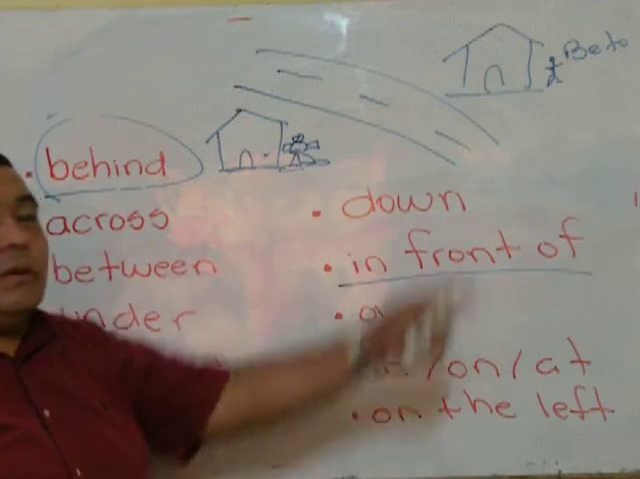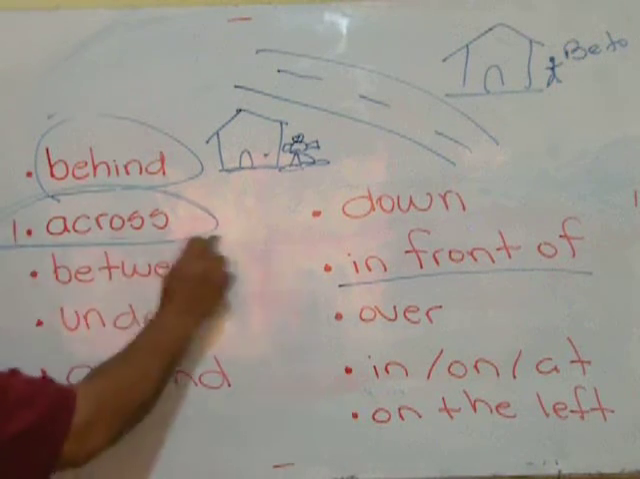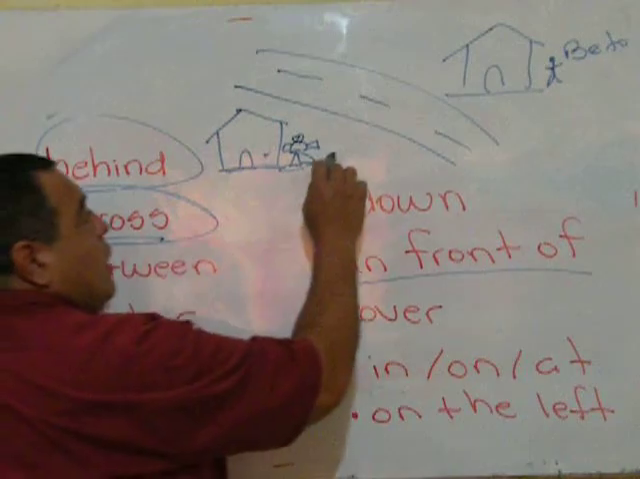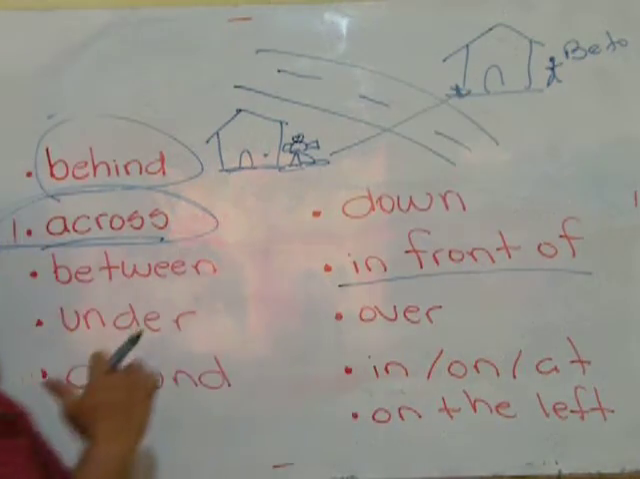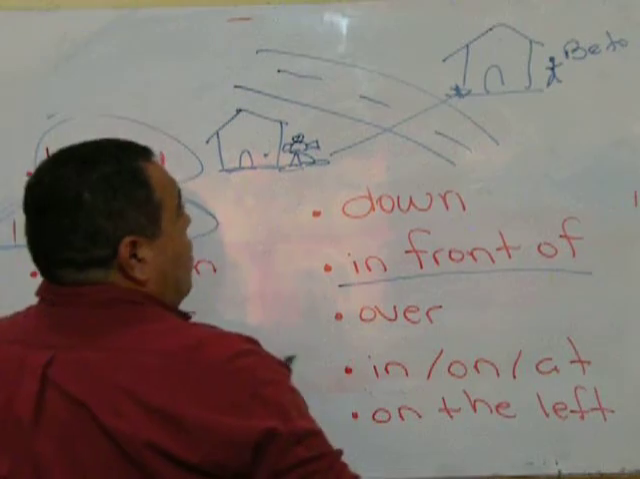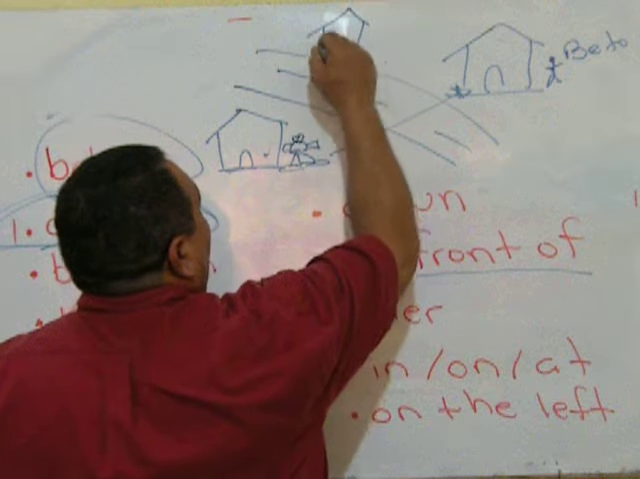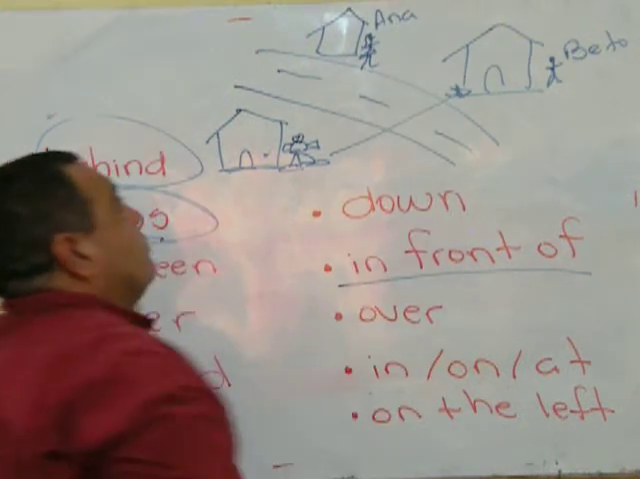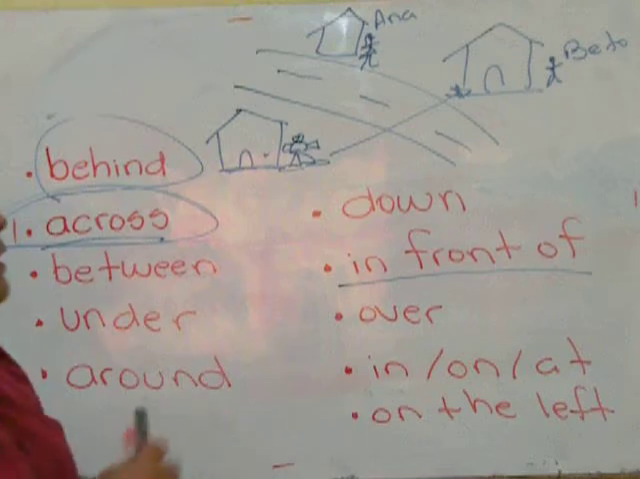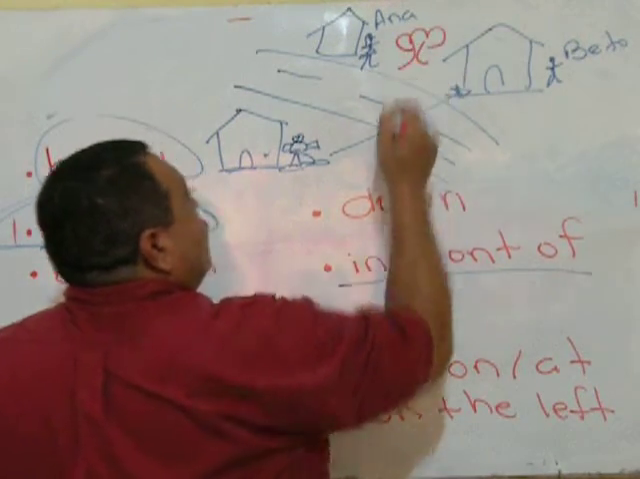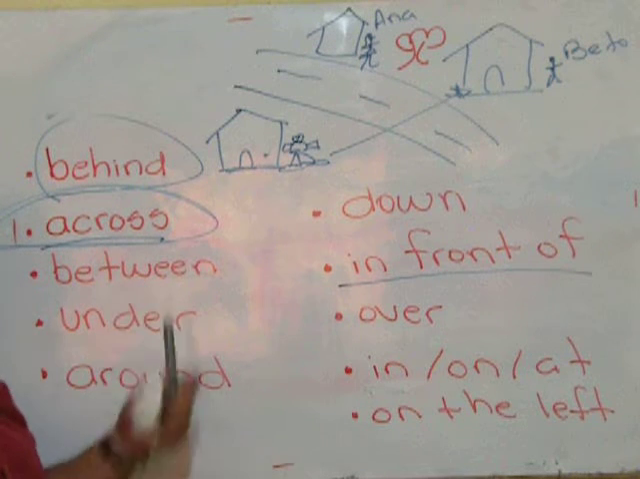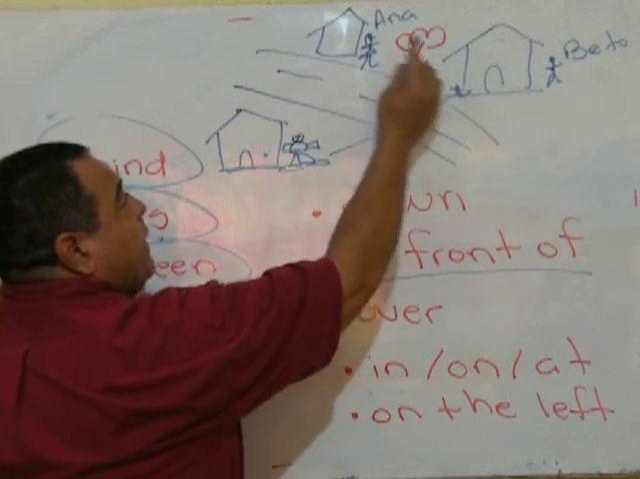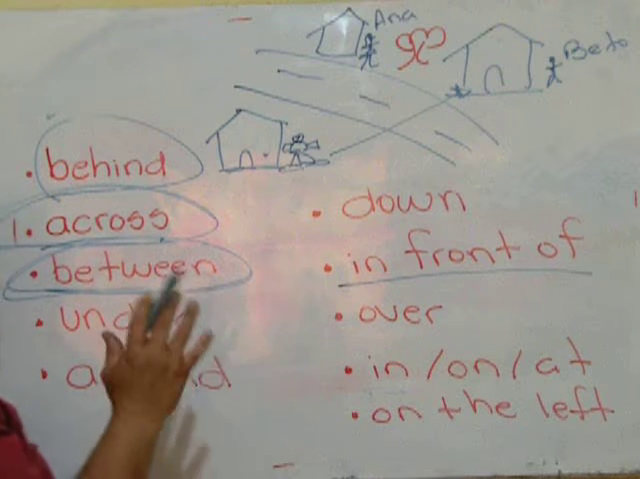So Beto's house is across the street. Okay? Beto's house is across the street from my house. Okay, now, right here, we have Anna, okay, but there is a small tree in between. There's a small tree between Beto's and Anna's house. Okay, Chip?